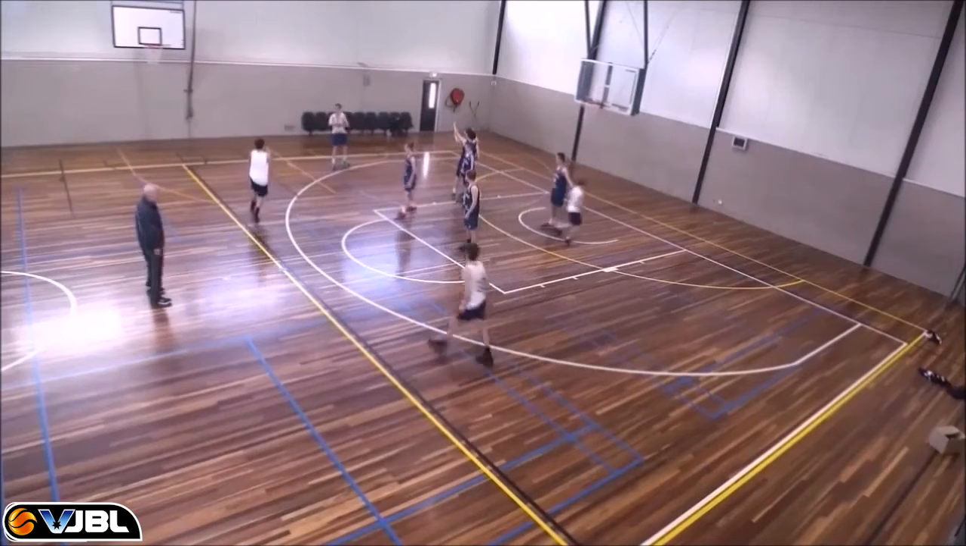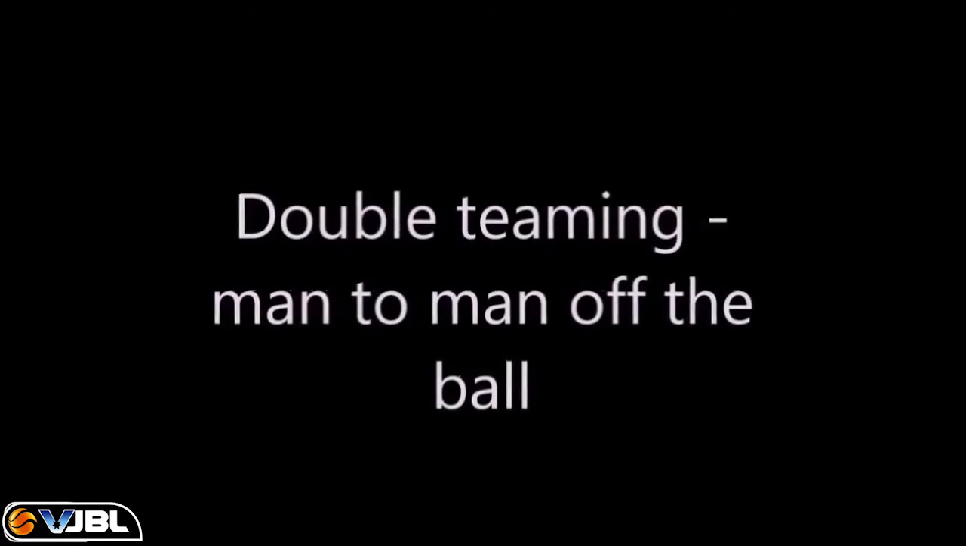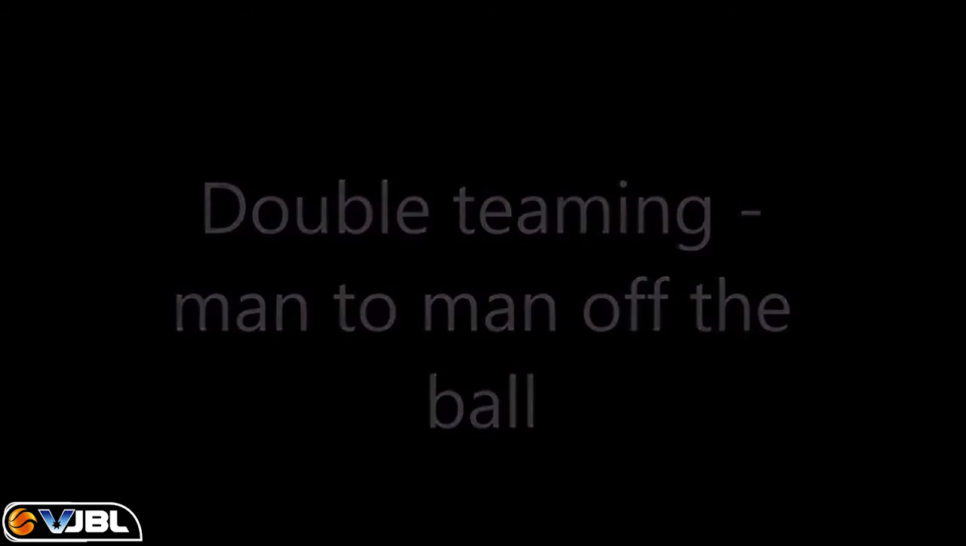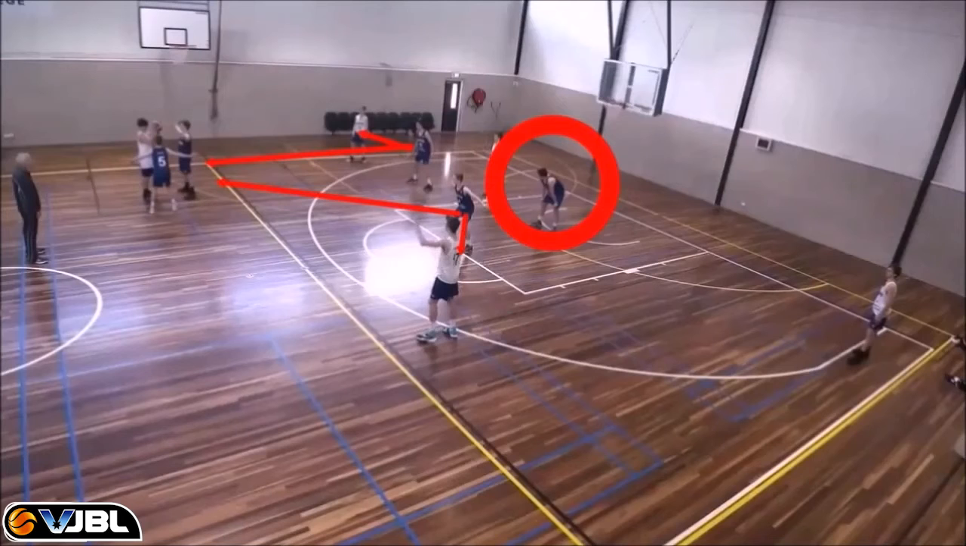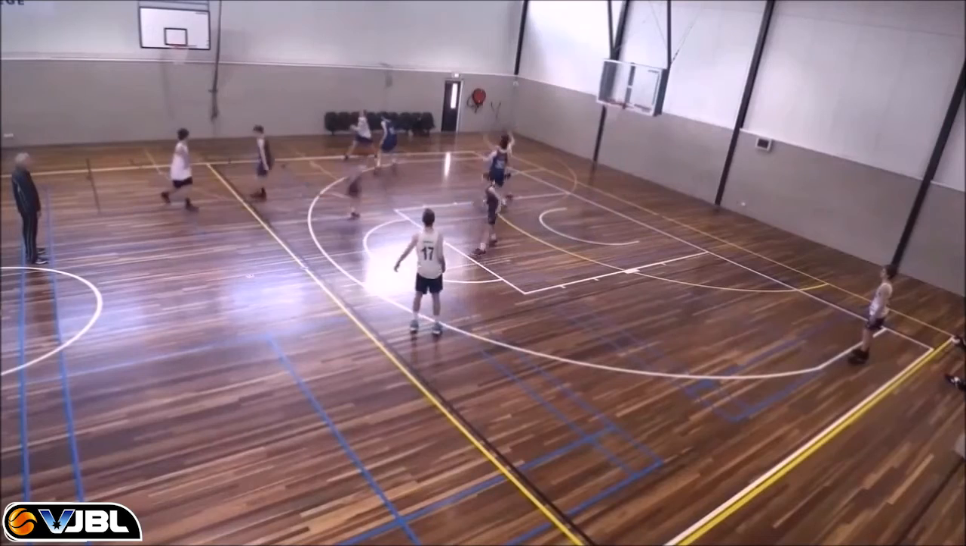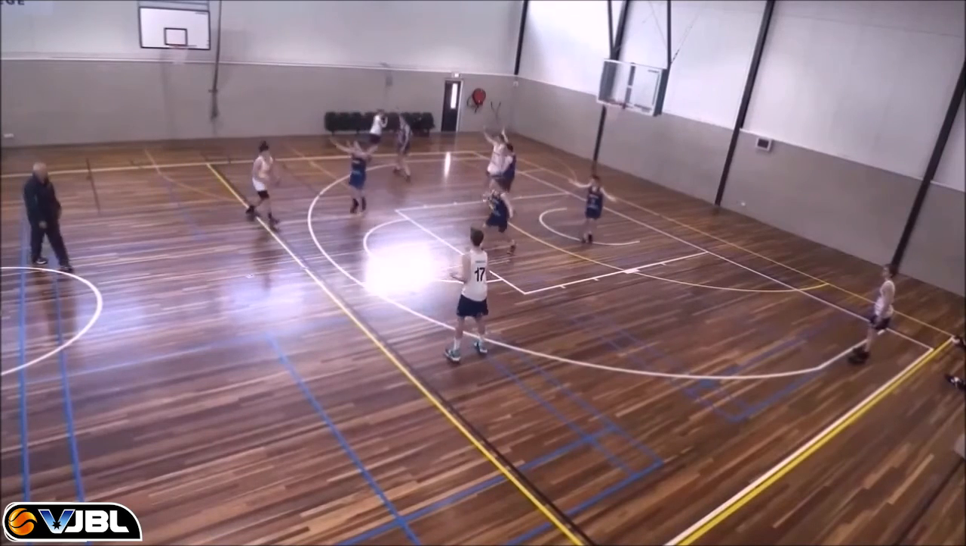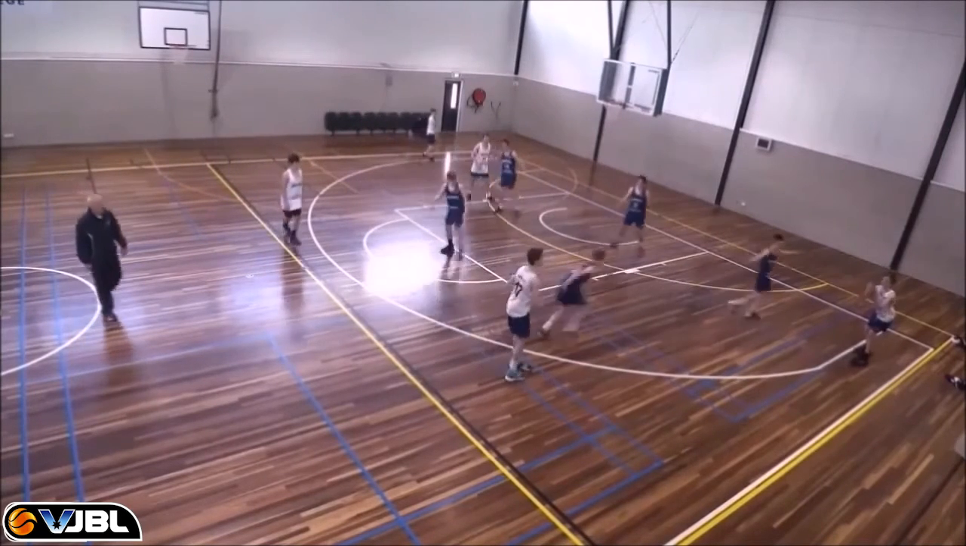In this video we're going to look at good man-to-man defence when teams are also looking to double team the ball. You can see here we have a double team on the ball. The 2 closest players to the ball are playing man-to-man on their player. The 5th player is looking to guard the 2 open players.